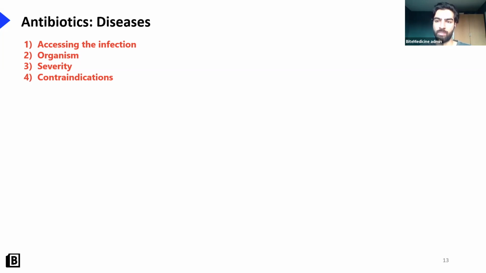And finally, you need to think about the contraindications. Does the patient have penicillin allergy? In which case you can't, of course, give them things like amoxicillin, coamoxiclav, etc. So these are 4 points to bear in mind when picking an antibiotic.